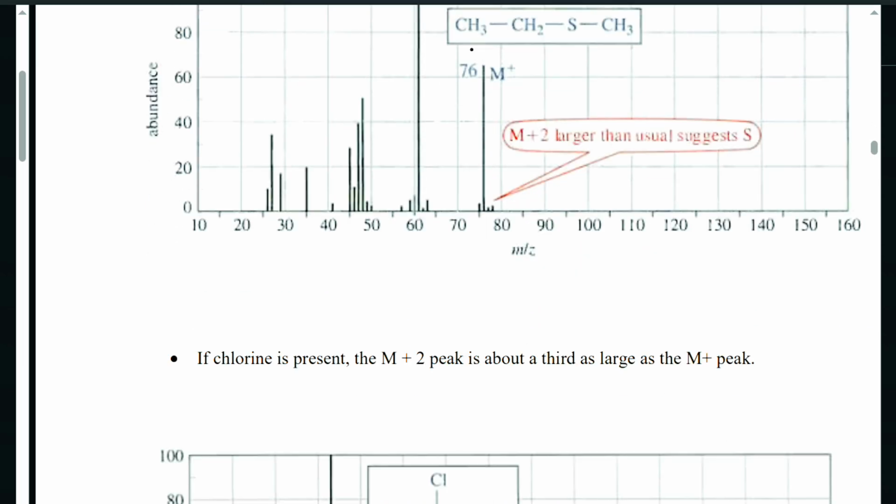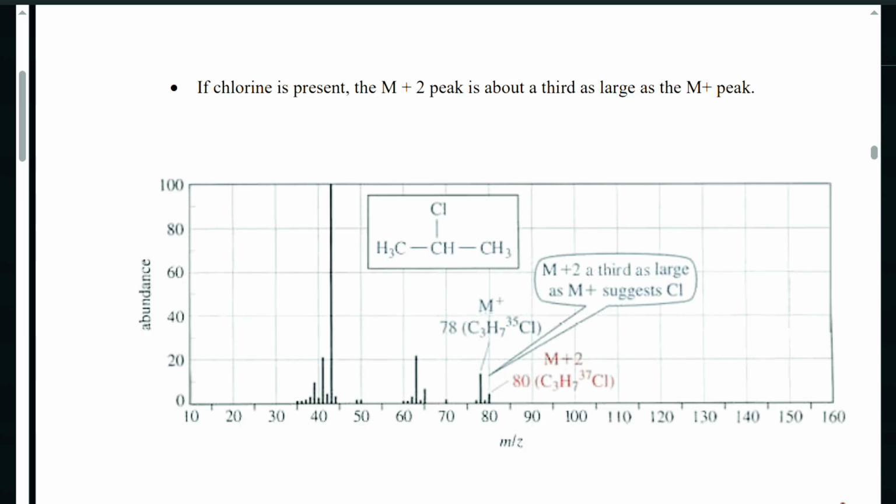So if chlorine is present, the n plus 2 is about a third as large as the n plus. So this is n plus, right? This is n plus 2. So it's always like 2:1. So if this one is like 30%, this one will be 10%. So we'll consider this, we'll look at this. So 2:1. So that's that one.